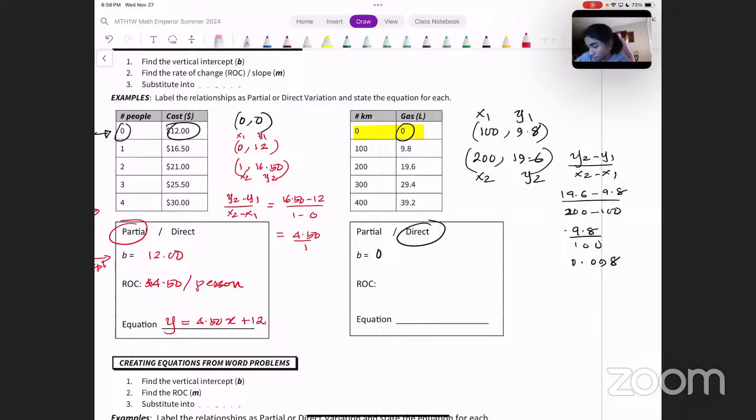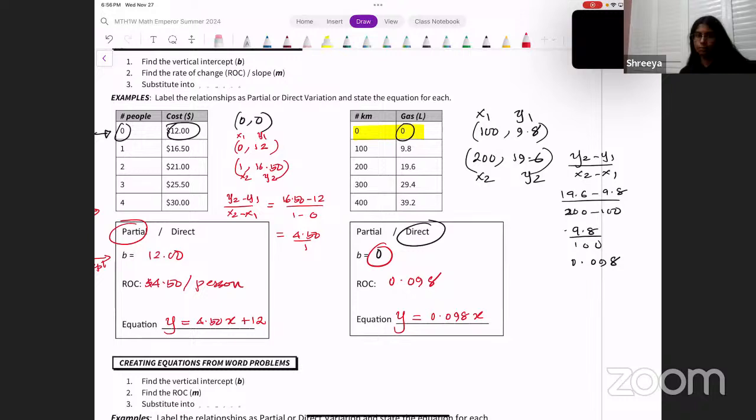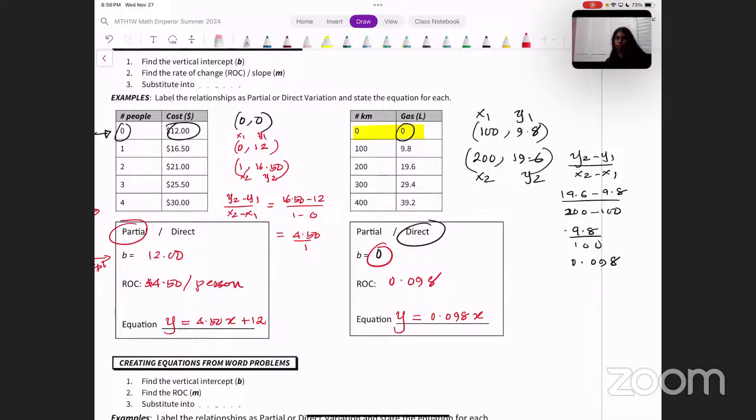Are you guys following that? Anyone not following the math? 9.8 divided by 100. So what is the equation going to be? y is equal to 0.098x plus, because the b is 0, we won't do anything. Are you guys following that example? Shreya, are you following that example? Akshara and Nishal and Sharon.